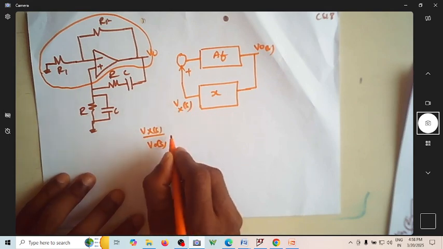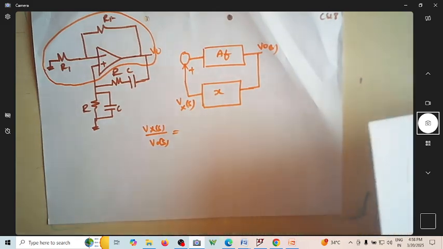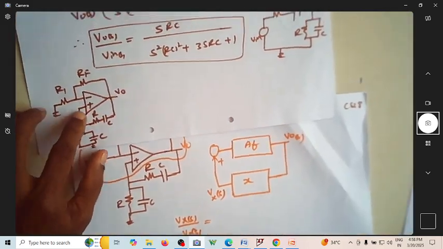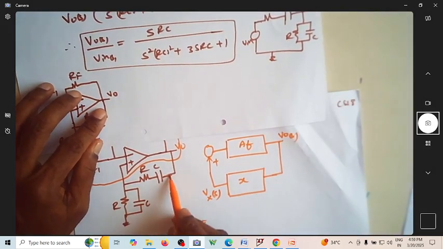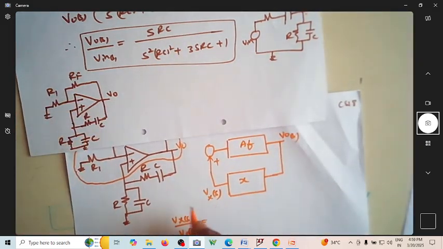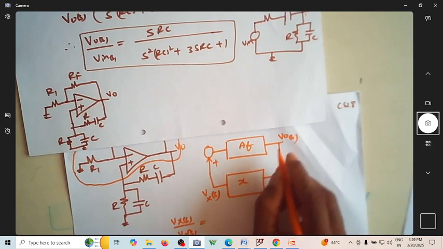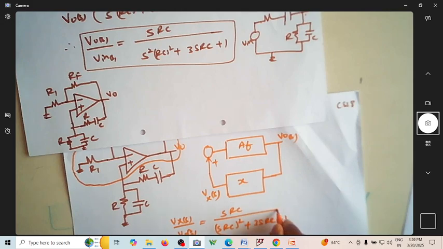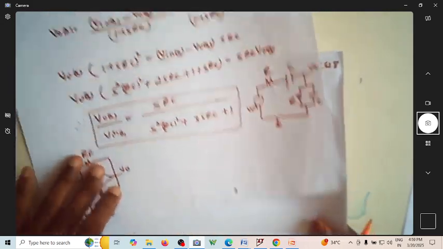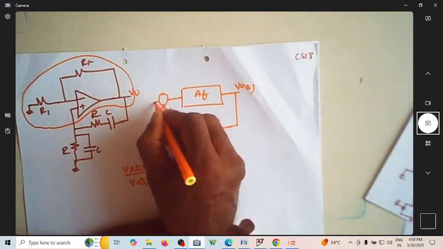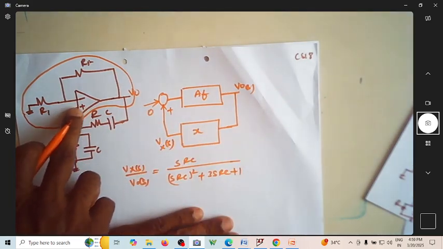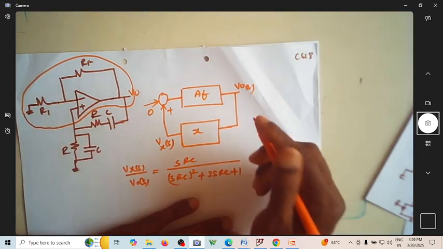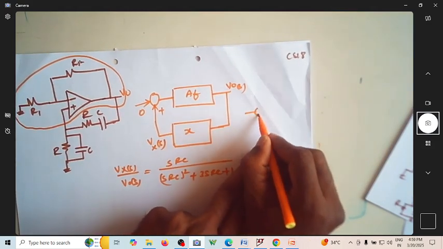So is this not similar to this? The input is given here. Now the input is given here. What is the output? Output is taken. It is this. So can I write Vx of S by V0 of S as SRC divided by (SRC) whole squared plus 3SRC plus 1? Of course, you don't have anything here. Nothing extra is given here. So only this is going here. So is this something like this?